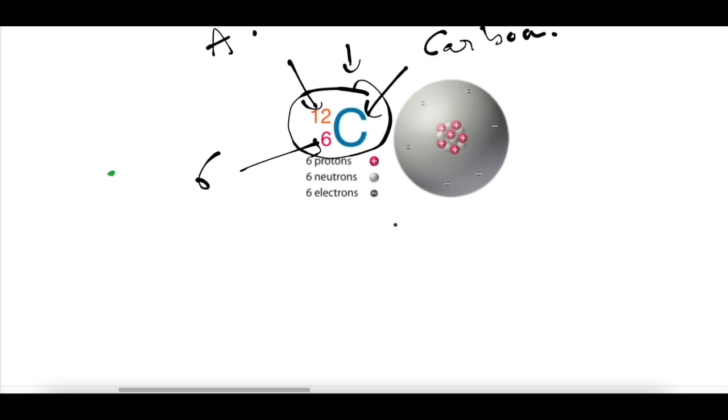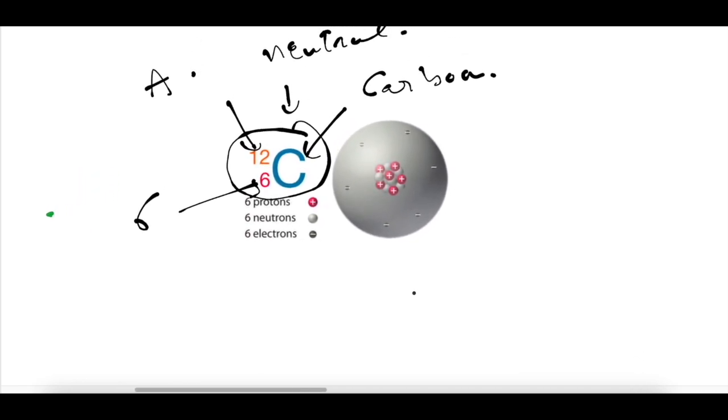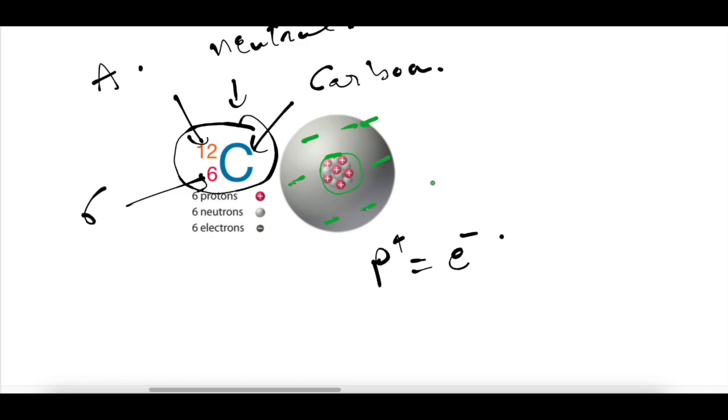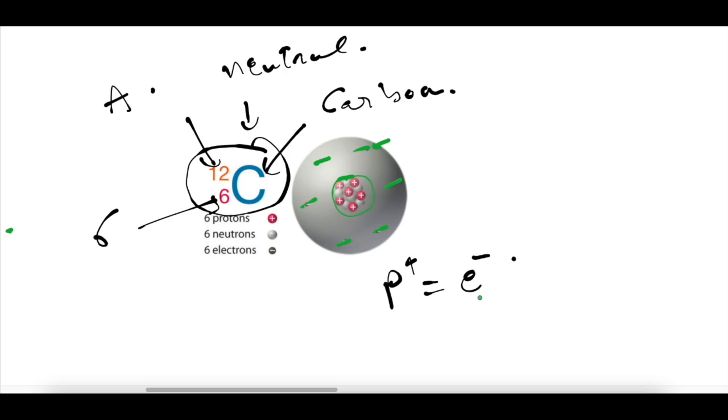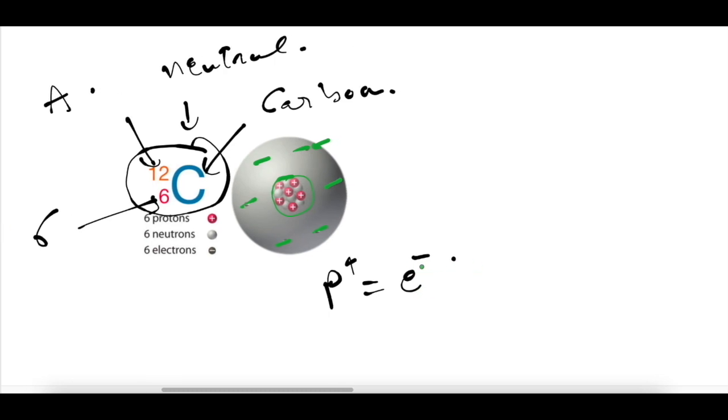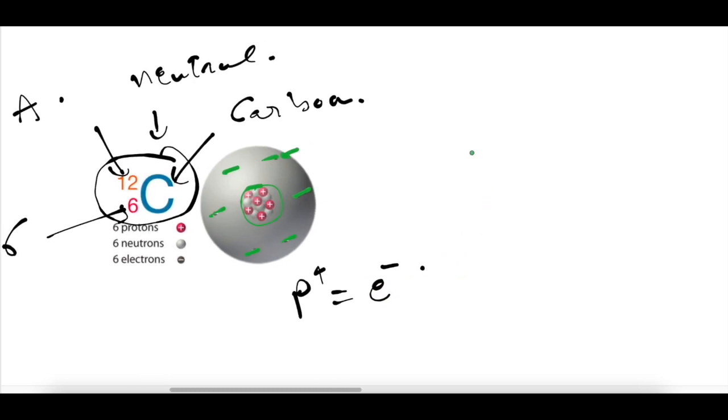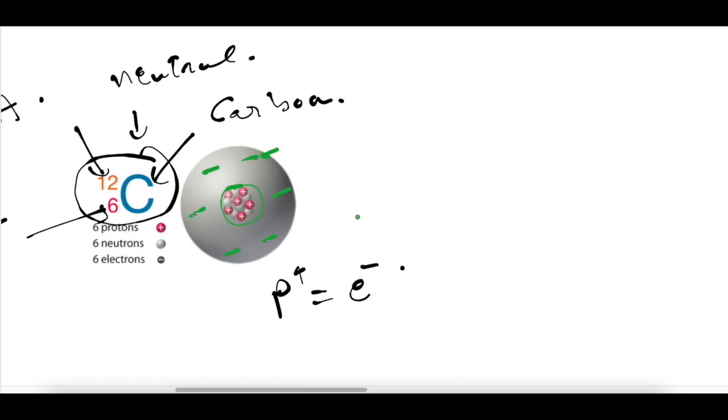When we have neutral atoms, it means that we have an equal number of protons and electrons. So here we have these negatively charged particles that move around the nucleus. Here the nucleus contains all the nuclear particles. So anytime that we have neutral atoms, it means that the number of protons is equal to the number of the electrons.